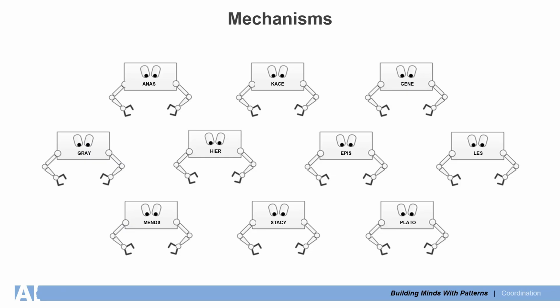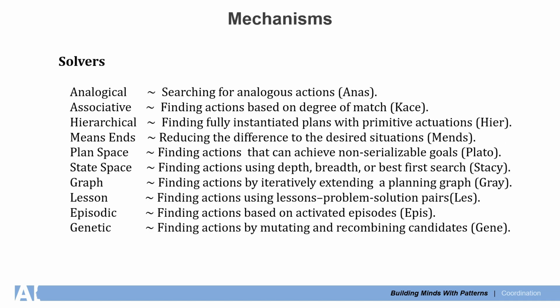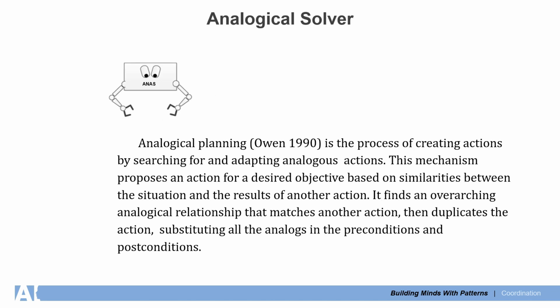Mechanisms. There are many problem-solving mechanisms. We have different kinds of solvers: analogical, associative, hierarchical, means-ends, plan space, state space, graph, lesson-based, episodic, genetic. Analogical planning is the process of creating actions by searching for and adapting analogous actions. This mechanism proposes an action for a desired objective based on similarities between the situation and the results of another action. It finds an overarching analogical relationship that matches another action, then duplicates the action, substituting all the analogs in the preconditions and postconditions.